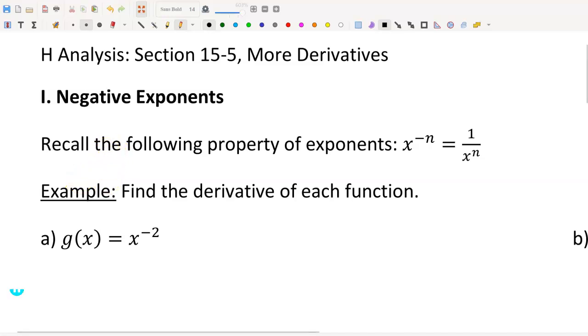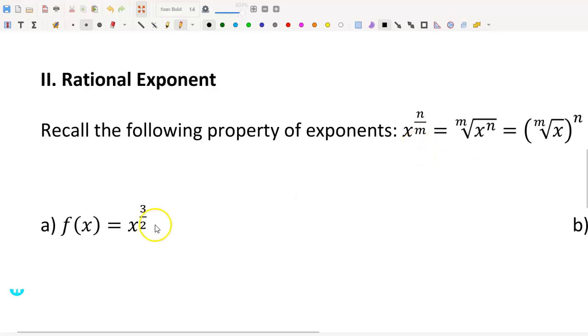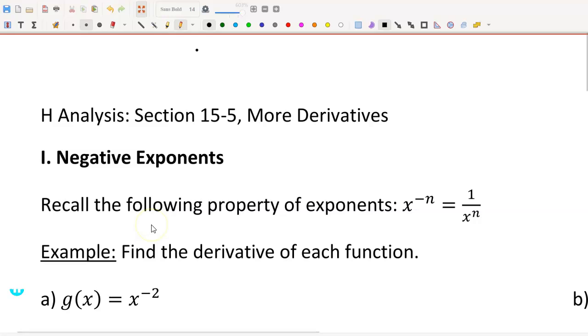So the most important thing you want to remember for all these problems that have negative exponents or fractional exponents is you do the same exact power rule, right? So you're still going to follow the same idea.